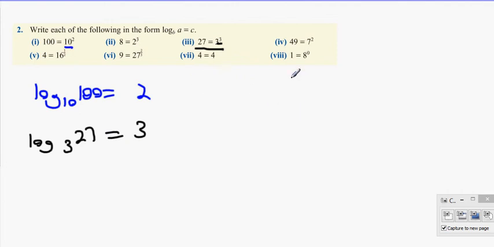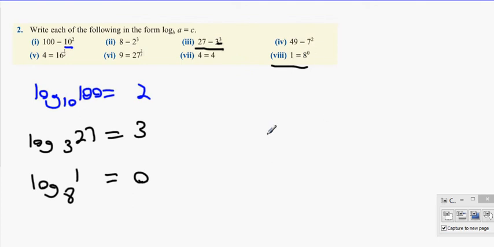Okay, finally you'll go on to number 8, and you go, okay, once again, the base is 8, the power is 0, so log 1 to the base 8 is 0, because 1 equals 8 to the power of 0.